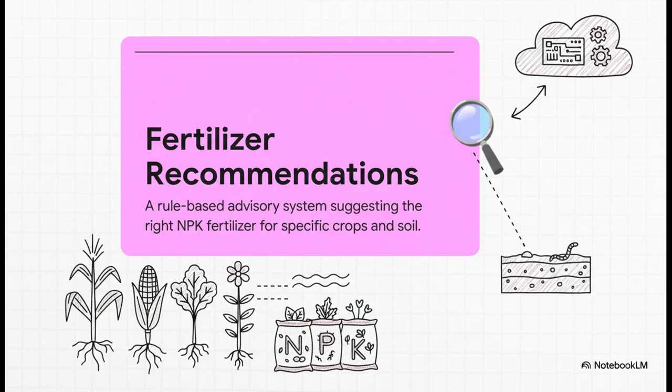This feature is all about precision. So instead of a one-size-fits-all approach to fertilizer, the system looks at the specific crop you're growing and gives you a custom recommendation for the NPK mix. That's nitrogen, phosphorus, and potassium. It's about giving the plants exactly what they need, no more, no less.